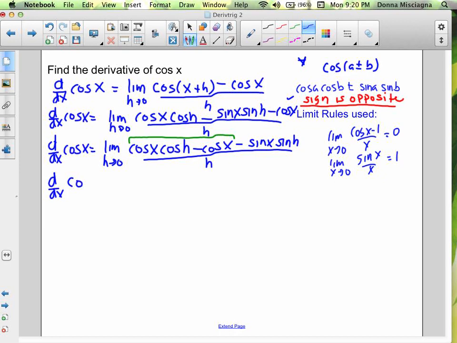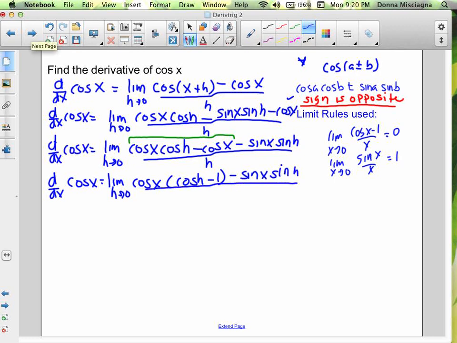So we're taking the derivative of cosine, and that's equal to the limit as h approaches 0. Let's factor out cosine x. Then we have cosine h minus 1, because cosine x divided by cosine x is going to be 1, and there's a negative there. So we have cosine h minus 1, and then minus sine x sine h, all divided by h.